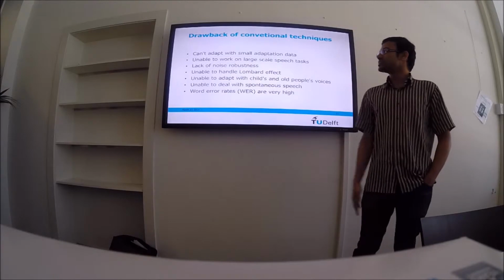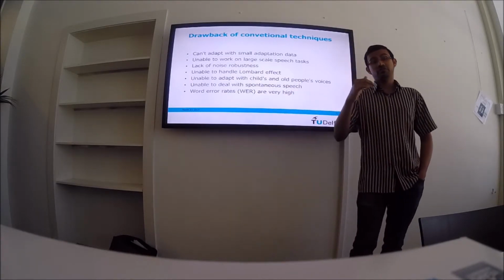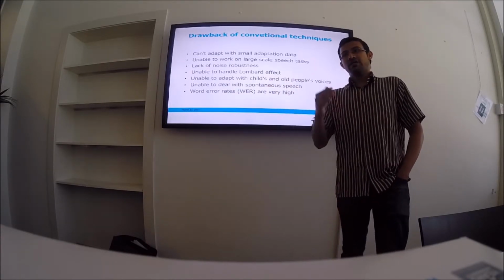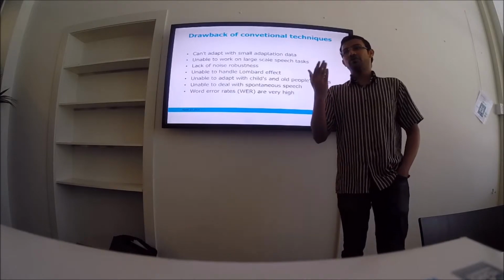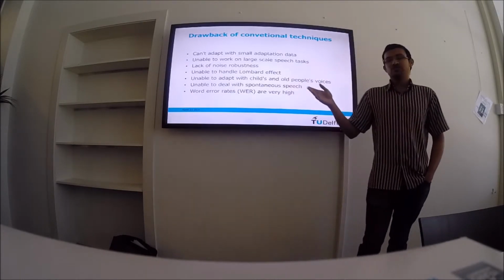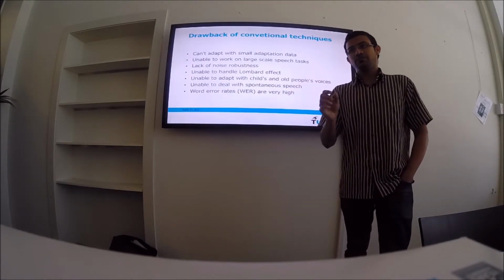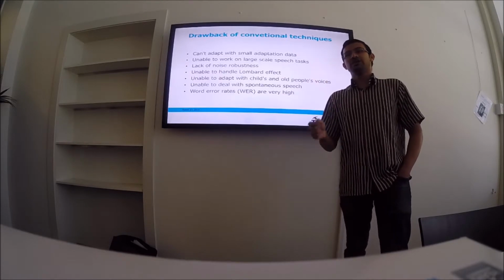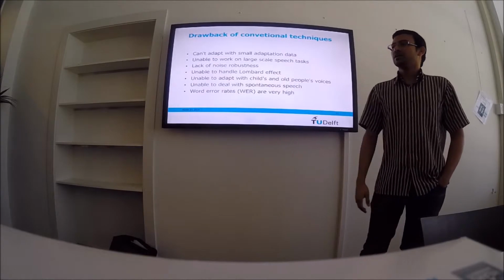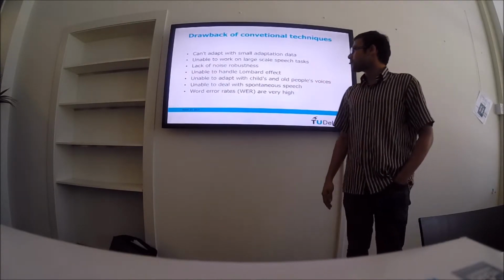There was another effect also, called the Lombard effect, which happens when a person speaks in a noisy environment and tends to speak in a louder voice. That's the normal tendency of any speaker. When they do that, the fundamental frequencies can shift a bit, it can increase the duration of vowels, and many other effects can happen. This Lombard effect was not dealt with in the previously explained conventional techniques.